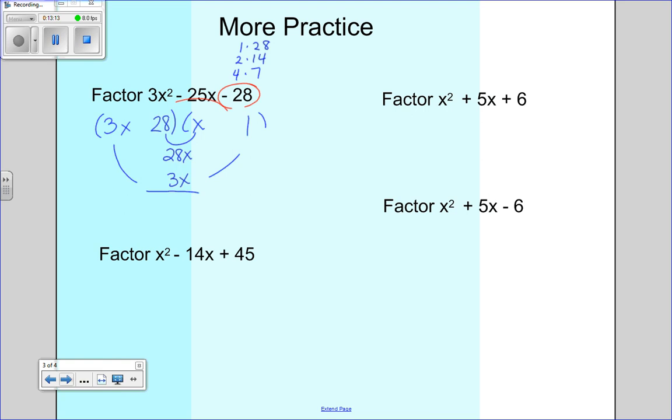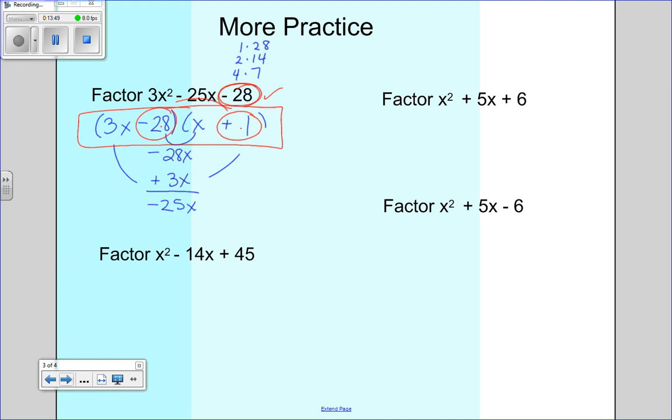Inside added to outside should be a minus 25x. All right, so we need a minus on the 28 and a plus on the 3 to get minus 25. So this will be a minus, this will be a plus. Now let's check our last term. Last times last has to equal minus 28. So negative 28 times positive 1. Is that going to be negative 28? Yes. So last times last checks. This is the factorization for this problem. 3x minus 28 times x plus 1.